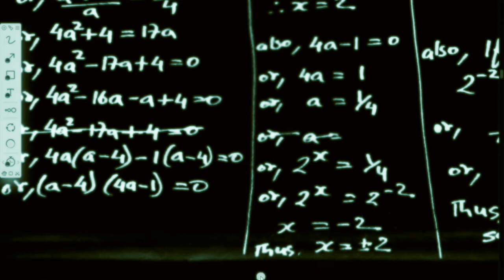Thus we get the values of x. Here x equals 2 is our first value and x equals minus 2 is our second value. So thus x equals plus or minus 2.